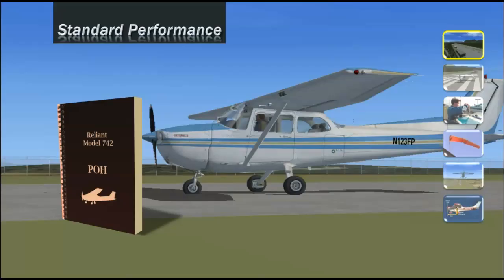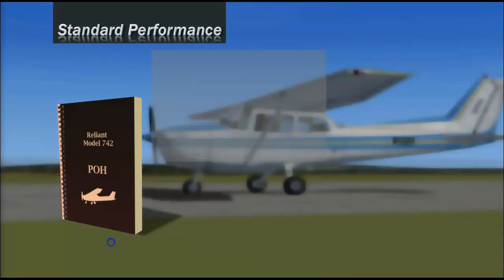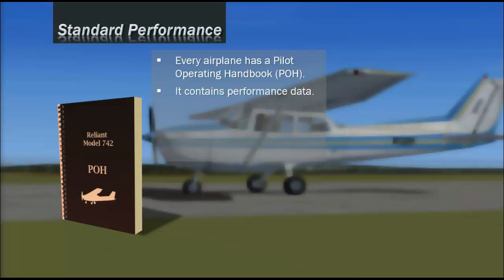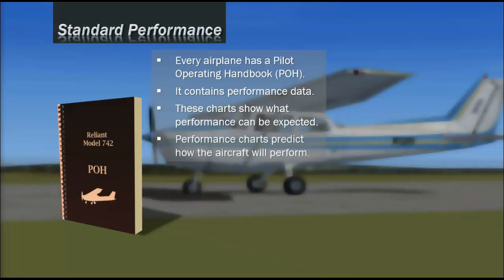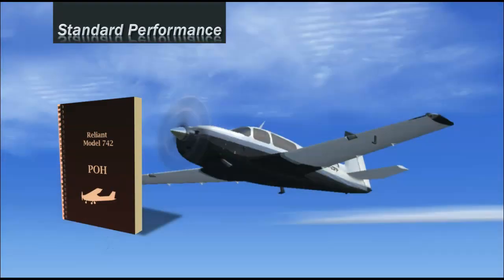This data is available in the Pilot's Operating Handbook or the flight manual for the aircraft that you'll be flying. Every aircraft has a POH, or a Pilot's Operating Handbook. It contains performance data for the aircraft, and it also contains charts that will help you determine what kind of performance you can expect given the conditions. The performance charts predict the performance based on things like temperature and density altitude, things that we'll discuss later.